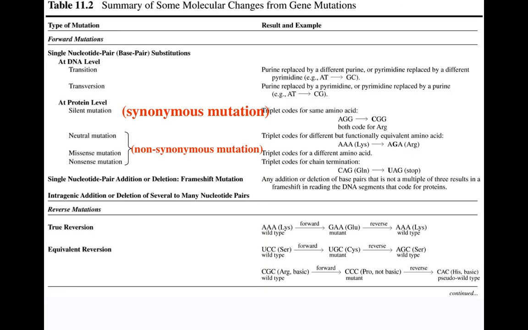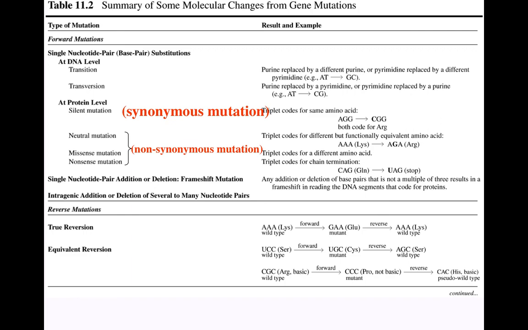Now, again, I'm not really interested in you knowing what a transition or a transversion mutation is. The only ones that I'm really interested in you having an understanding of are the difference between synonymous mutations and non-synonymous mutations. So this is more of an evolutionary term. Synonymous mutations are also known as silent mutations. That's where you can change a triplet code and it gives you the same amino acid.